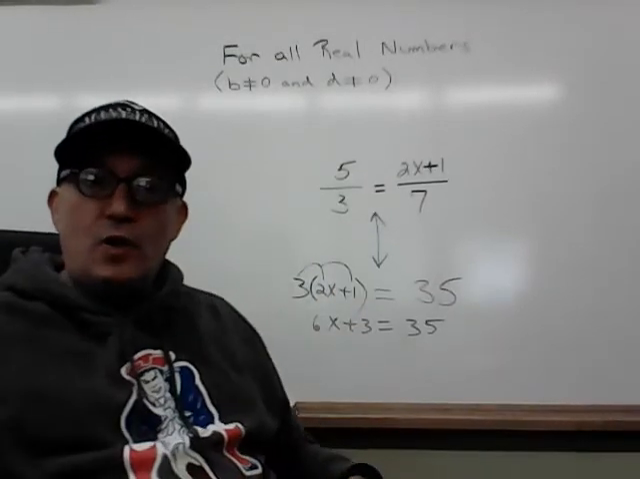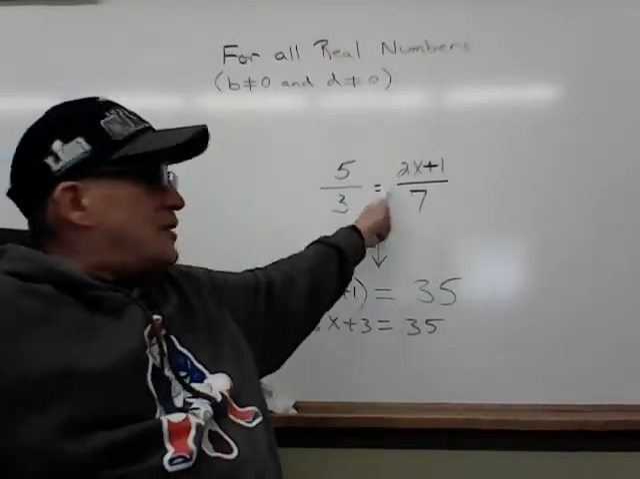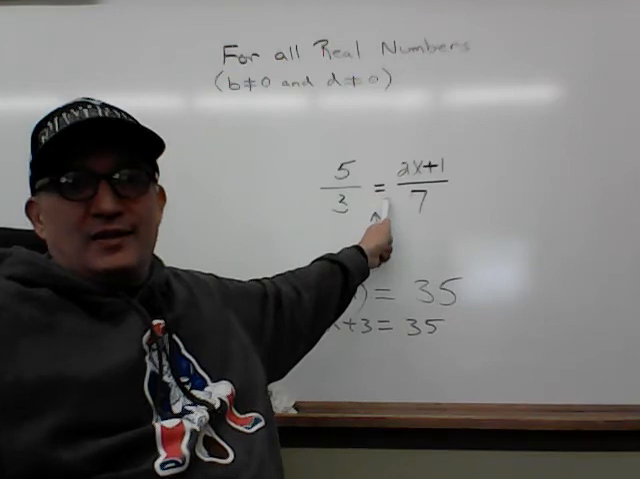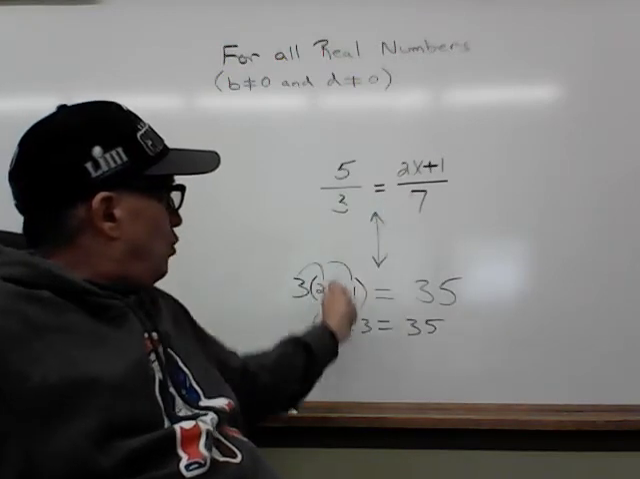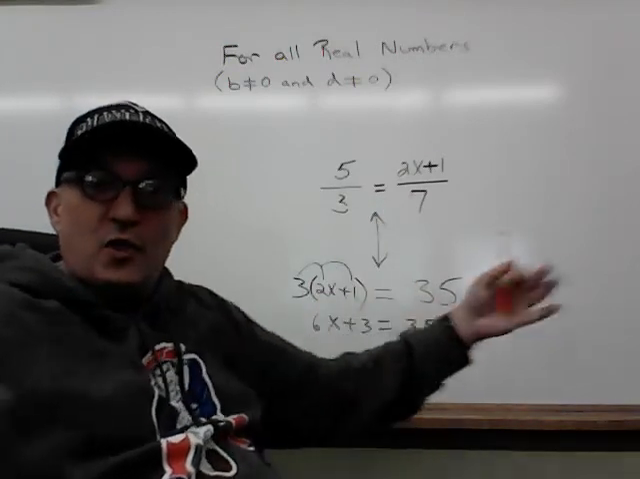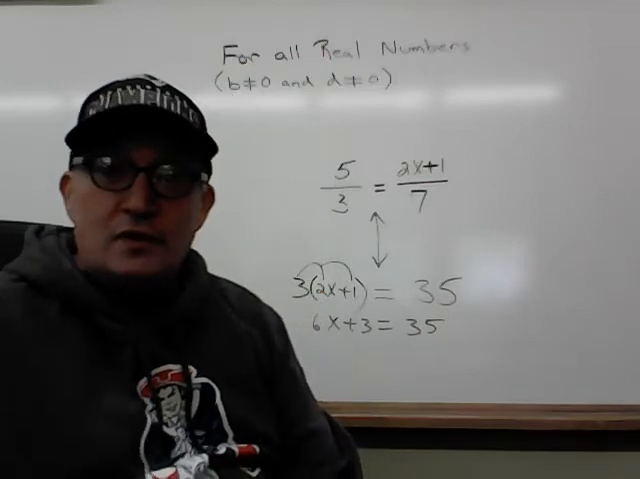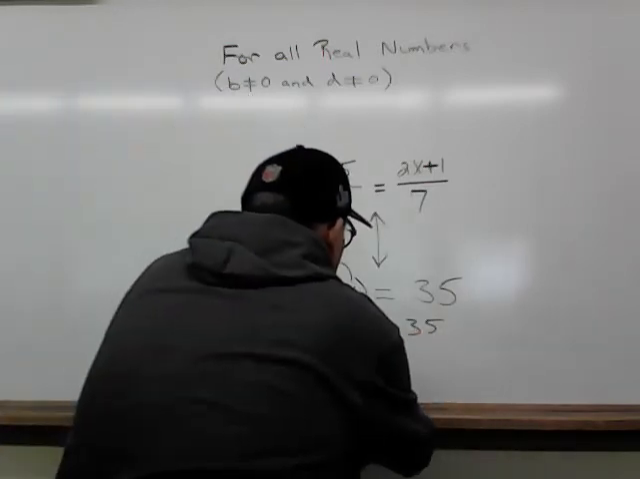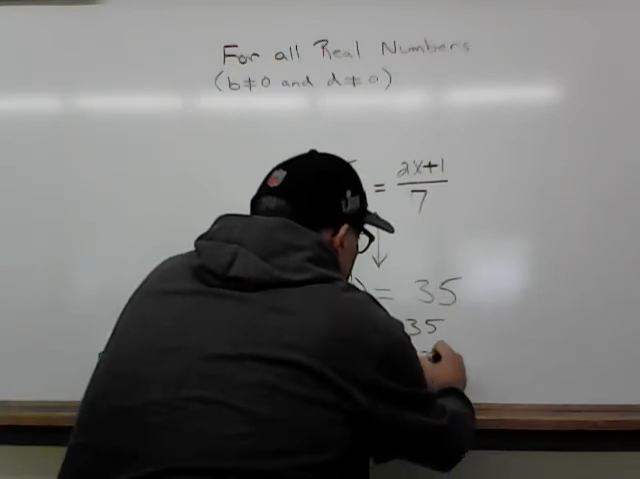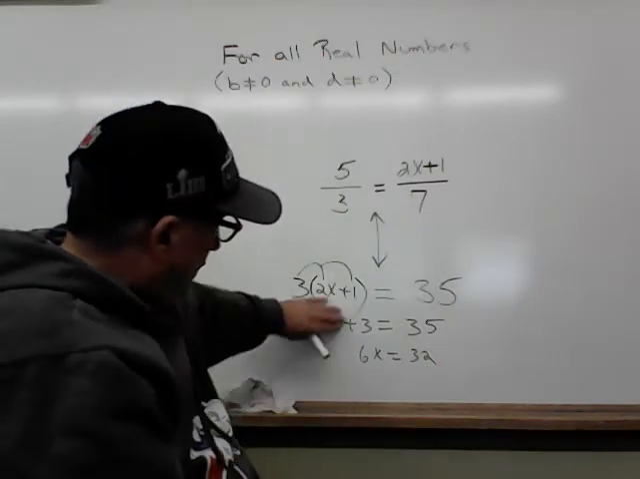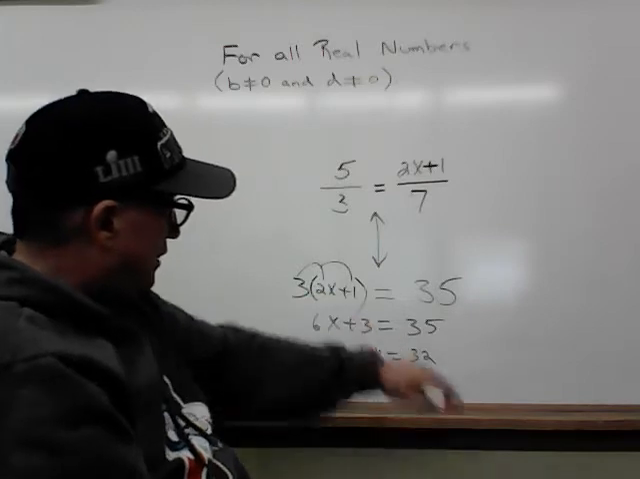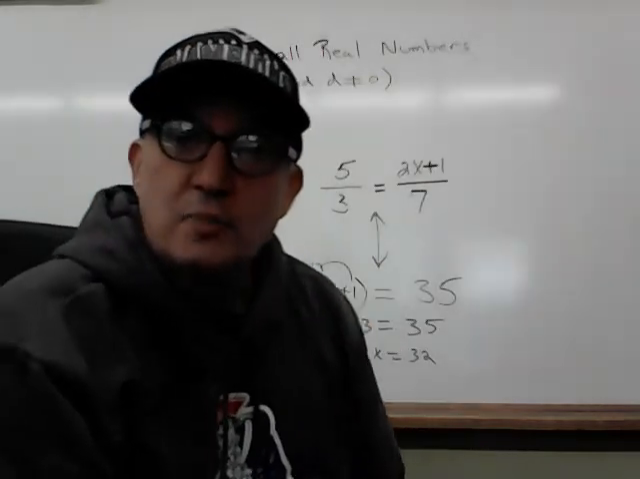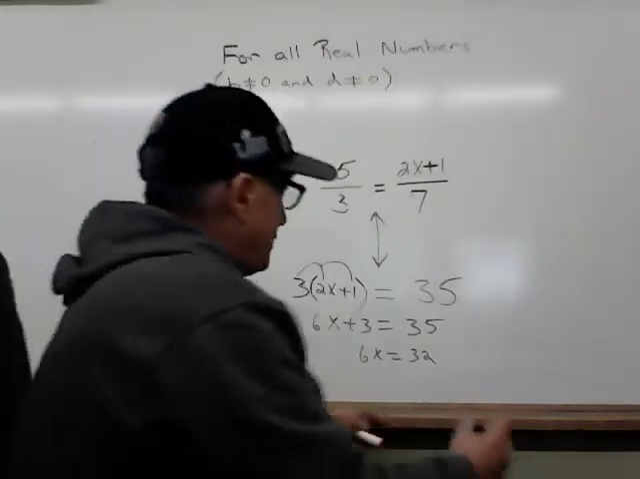Rewriting an equivalent equation. Both of these are equations. This one here is called a proportion, but you can rewrite the proportion as this equivalent equation, which you know how to solve. Of course, we're going to subtract 3 from each side next and get 6x equals 32, right? This had to be 32. I subtracted 3 from each side, and now we finish by dividing each side by 6.